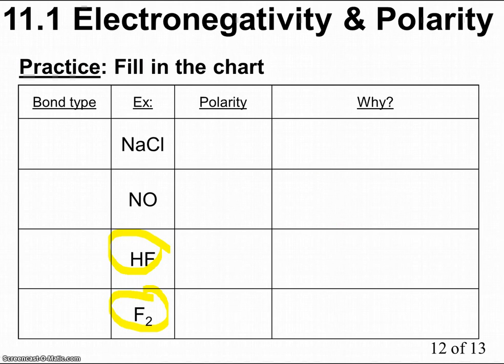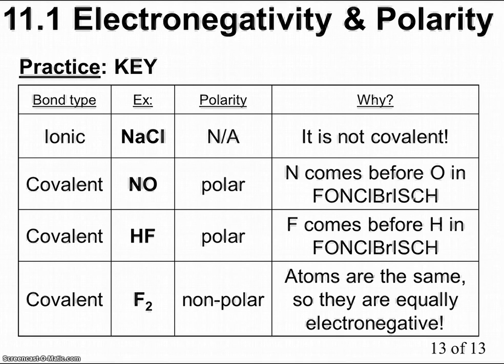So we just looked at these two. You can go ahead for practice to fill in the type of bond, meaning is it ionic or covalent? Polarity, meaning is it polar or nonpolar, or does it not apply? And then why? And then you can go in and check your answers here. We already looked at these two, so we already knew that those were polar and nonpolar. And again, the reason is the difference between F and H in their electronegativity values, and with F2, they're the same, so there is no difference in electronegativity value. Good luck!